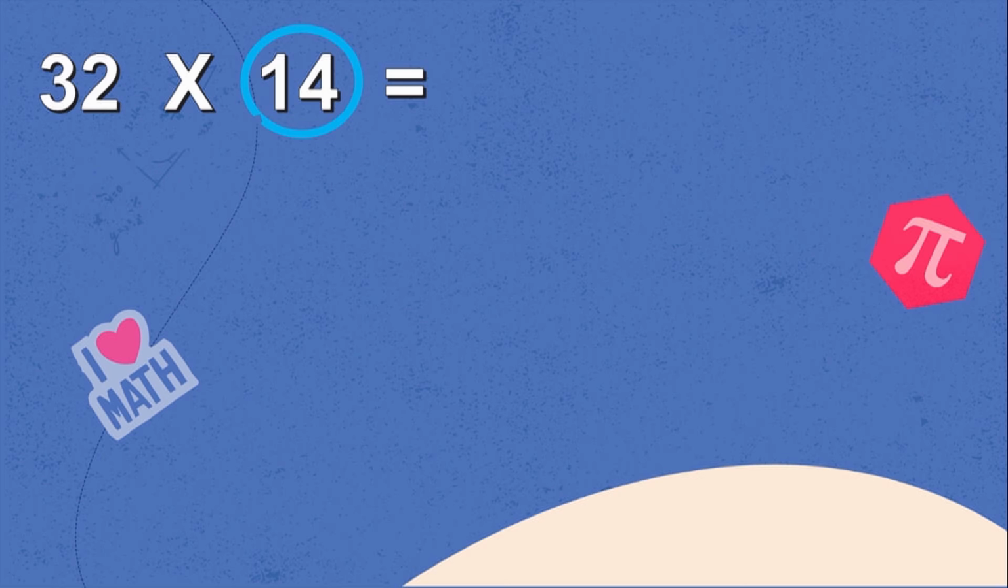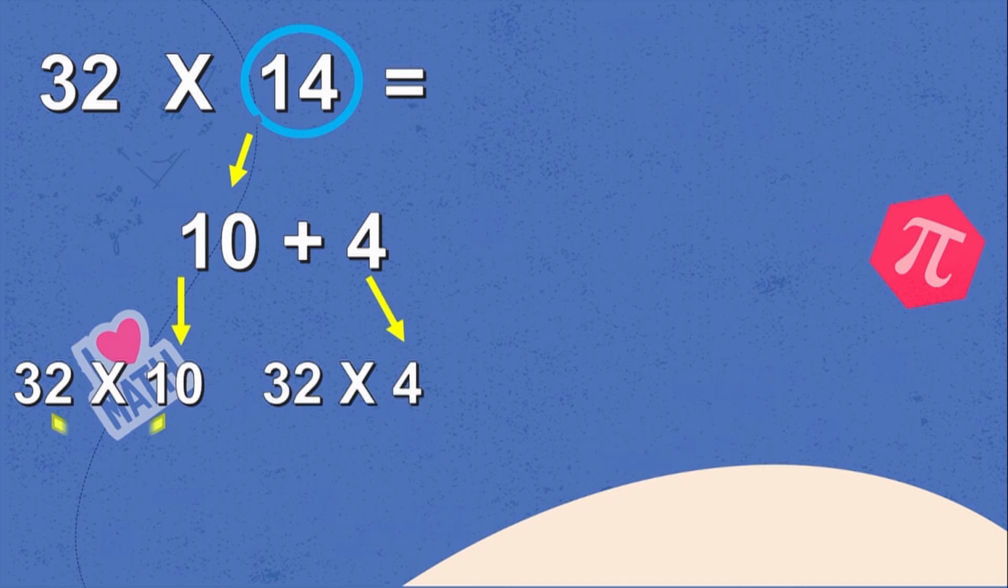Which is the easier number to break apart? Let's look at the 14. And we know that 14 could be broken up into 10 added to 4. Yes? And we're using 10. Why? Do you remember what we do when we multiply by 10? That's correct. You just add a 0. So it's easy multiplication.